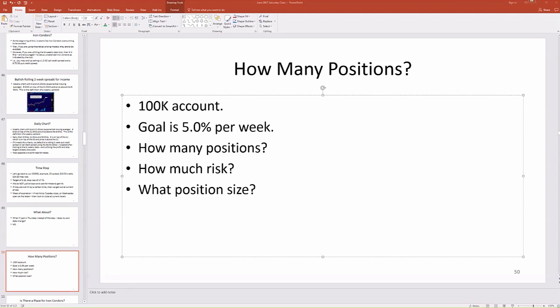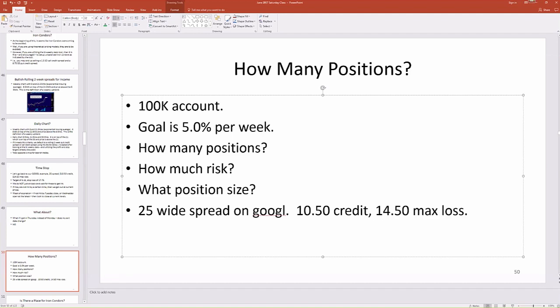So, okay, let me ask you this. Let's go back to that 25 lot. We got a 25 wide spread on Google, 1050 credit, 1450 max loss. So do we do 1 lot, 5 lots, or 10 lots? Like what in there fits the most?